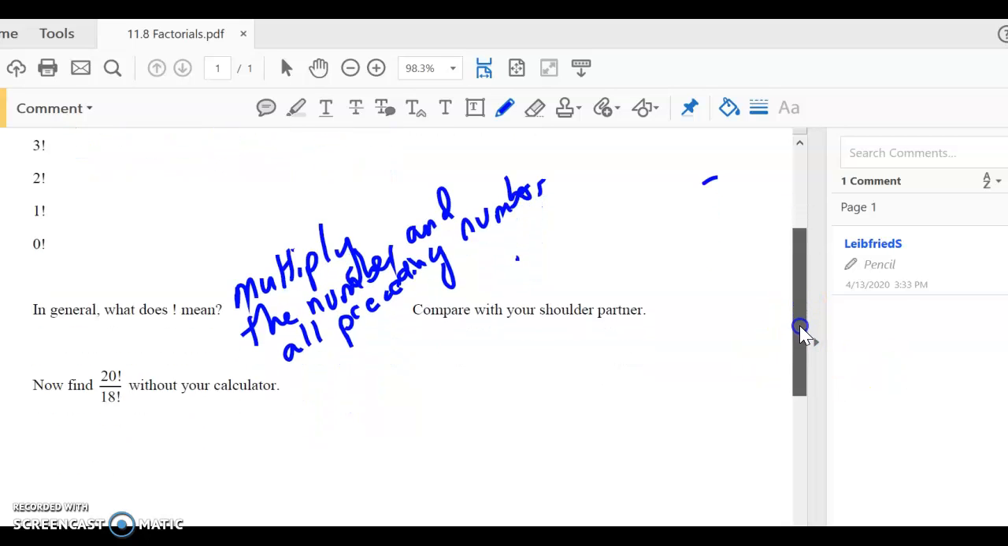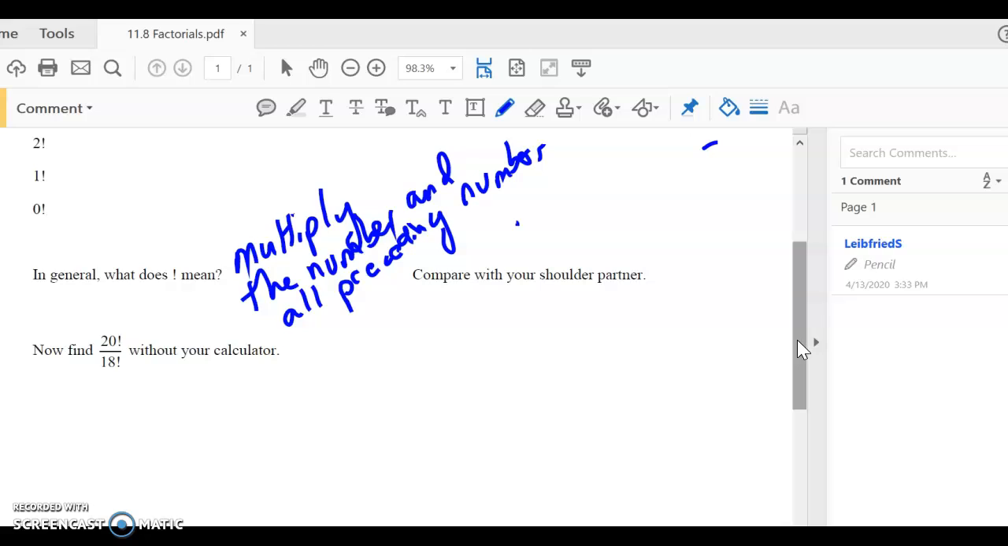So you're not going to compare with a shoulder partner. These are old notes that I used. But now I want you to find 20 factorial over 18 factorial without your calculator. So think about what it would mean to be 20 factorial dividing out 18 factorial. And the answer should be 380. Now you might be like, how did he get that?